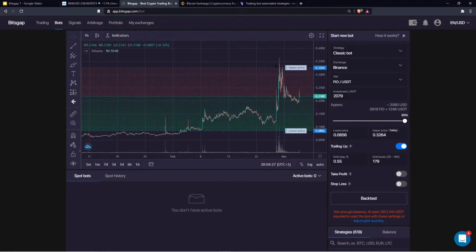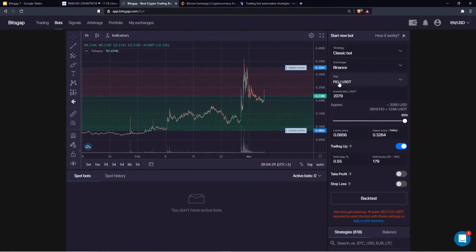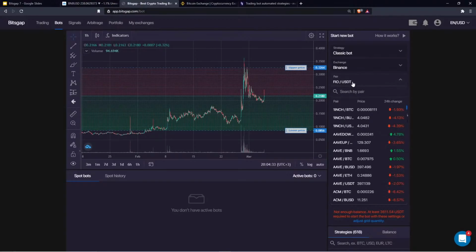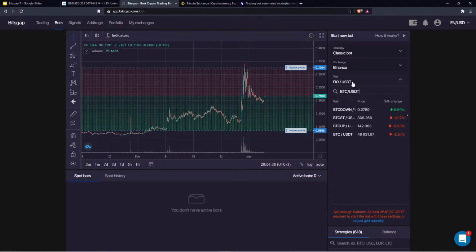The thing here at Bitsgap is that, for example, on FIO trading to USDT, you can launch only one bot. But there is a trick. For example, you want to launch the bot on Bitcoin trading to USDT, and you know that you can only launch one bot on this cryptocurrency pair.